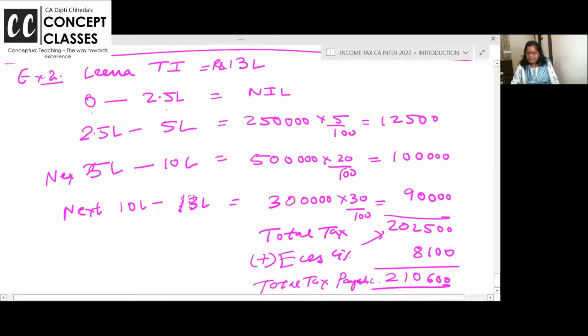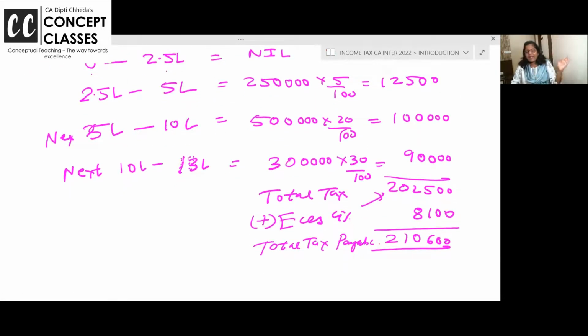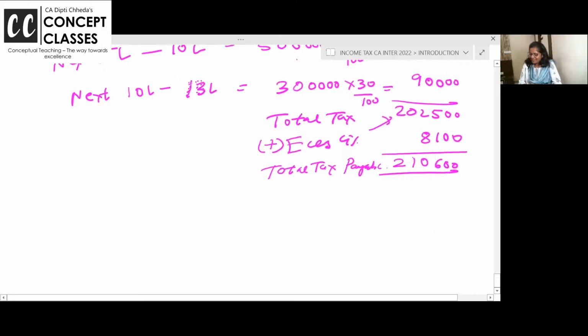Tina's income is 13 lakh. 0 to 2,50,000 nil, 2,50,000 to 5 lakh, 12,500. 5 lakh to 10 lakh, on the next 5 lakh income, 20%, 1 lakh. 10 lakh and above, on the next 3 lakh, 30%, 90,000. Total tax and then add cess, this is the tax. How is it? Clear?